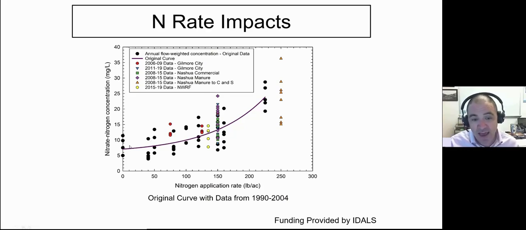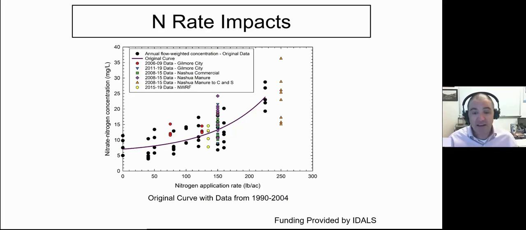The second is that this curve of increasing nitrate concentration with increasing nitrogen application rate is fairly flat until we get to maybe 120, 130 pounds of nitrogen per acre. And then there's a bit of an exponential increase as we move beyond that. So if we adjust nitrogen rates from 100 to 120 pounds, maybe not as big a difference. But if we're up over here at 200, 215, and we adjust, it may have a bigger impact on reducing the nitrate concentration.